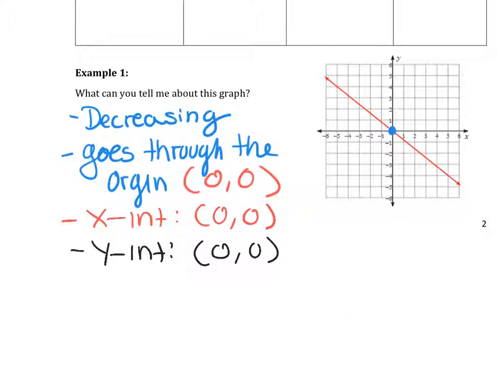Cool. All right, we know the slope is decreasing. Can we get more specific with the slope? Okay, yeah, what quadrants does it go through? 2 and 4. Uh-huh. Quadrants 2 and 4. Can we find the value of the slope? Yeah. How could we do that?